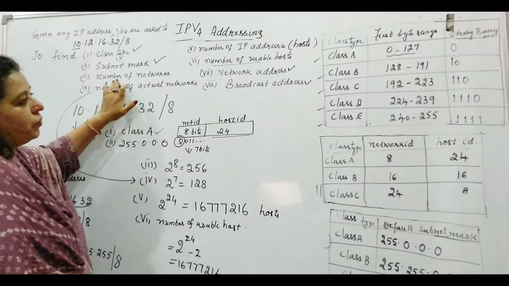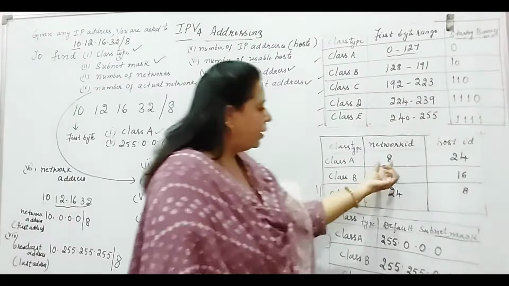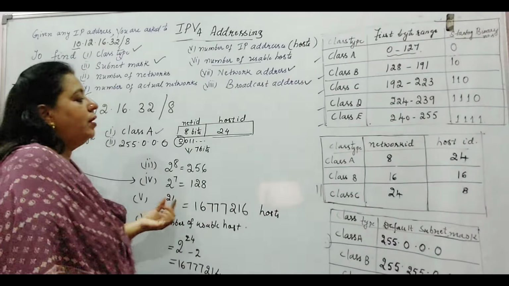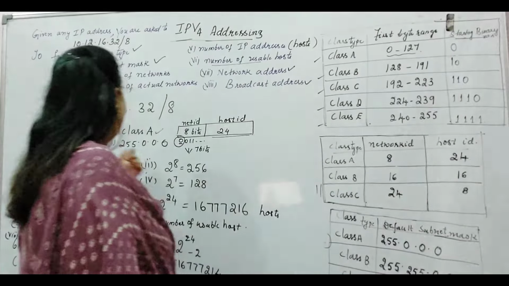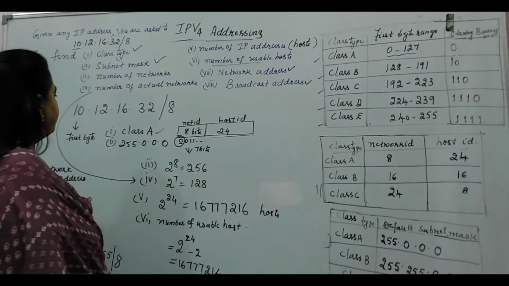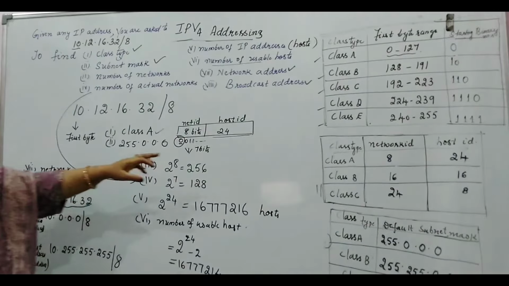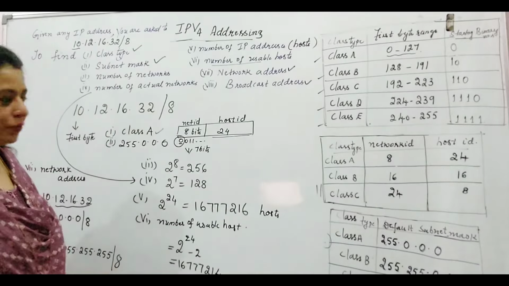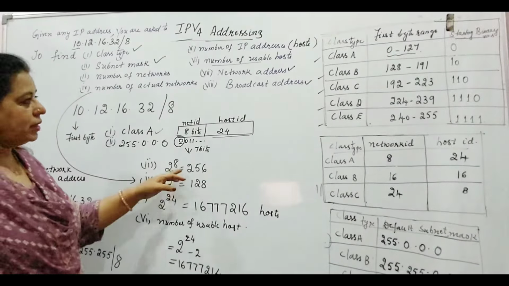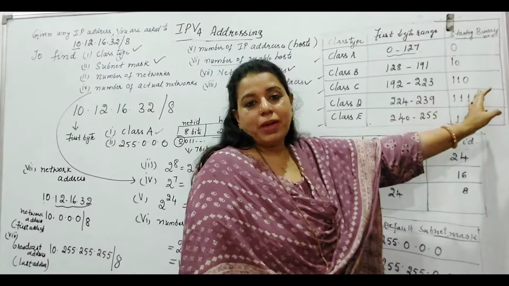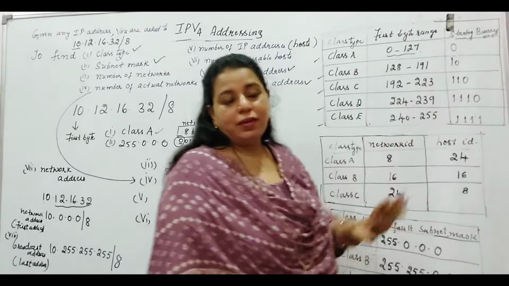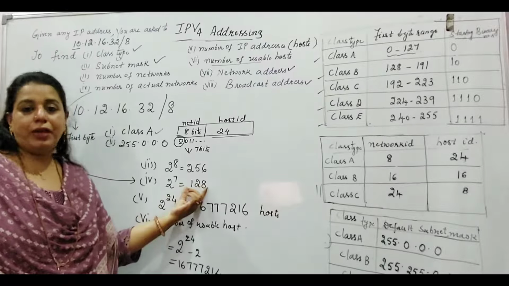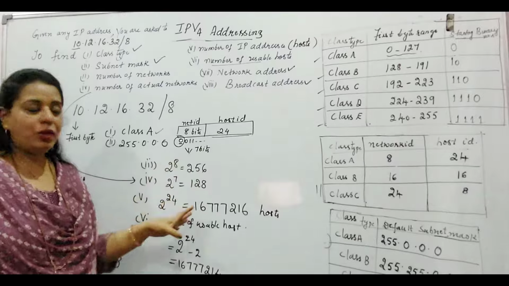Number of networks, how to find out? Always check here the network ID, this column of the second table, because you have the network ID as 8. Number of networks: network ID as 8, 2 to the power of 8 is 256, so you can easily find out the number of networks. Just remember this column's contents will help you. The first bit is 0 here, so exclude one bit and then make it 2 to the power of 7, you will get 128. 128 actual networks are there.